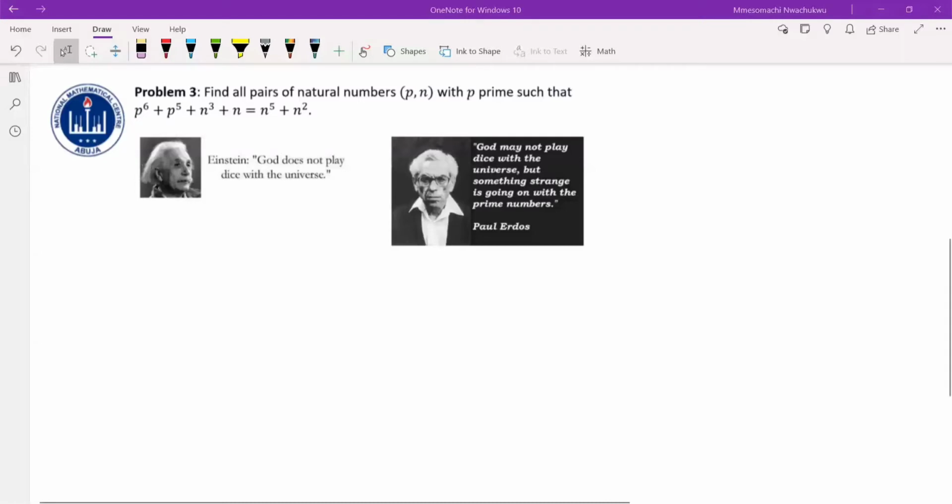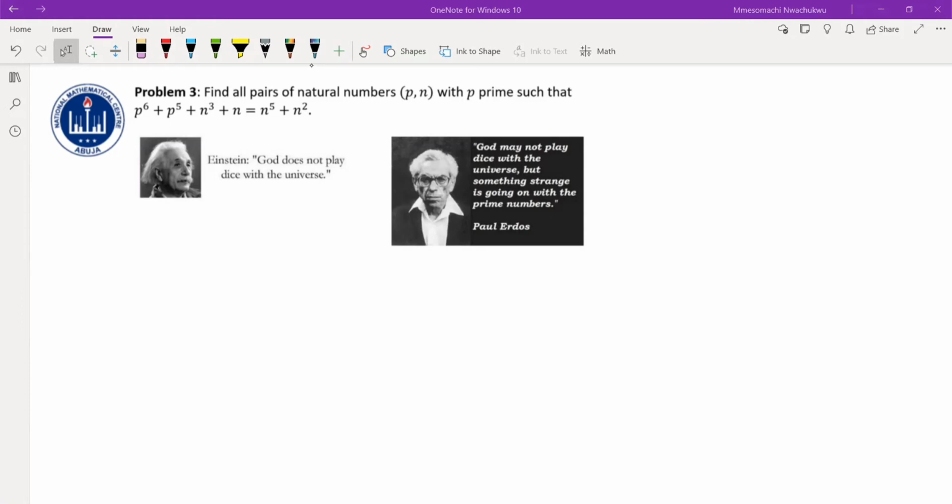Okay. So it says, find all pairs of natural numbers p and n with p prime such that p to the sixth power plus p to the fifth power plus n cubed plus n is equal to n to the fifth power plus n squared.